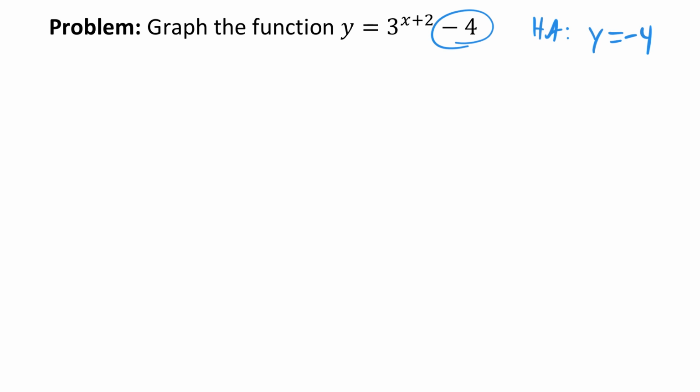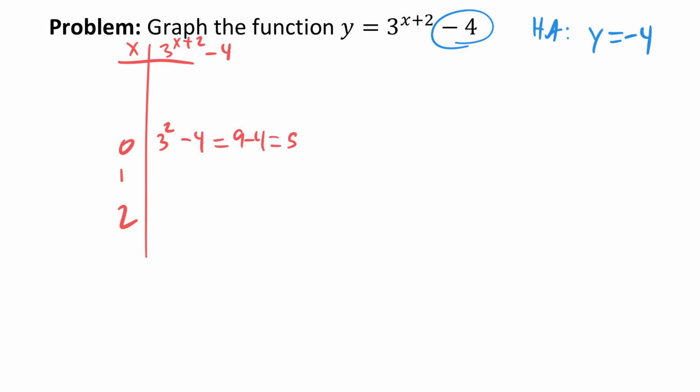So assuming you gave it a try, when we go to make our table, this is just a little bit tricky. Because of that x plus 2, if we were to do, let's say, 0, 1, and 2, when you plug in 0, you actually get 3 to the 0 plus 2, which is 3 squared, 9, minus 4. Now that number is not terrible. 9 minus 4 is 5. It's all right. But the next number is going to be 3 to the 3 minus 4. That's 27 minus 4, which is 23. And the next number is 3 to the 2 plus 2, so 3 to the 4. That's 81 minus 4, which is 77.